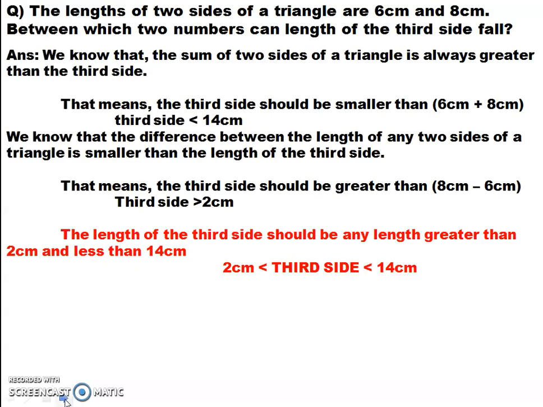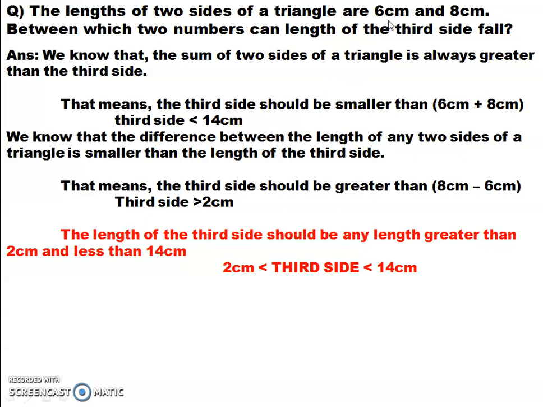Next type of question. This type of question is very important based on your examination. The length of two sides of a triangle are 6 cm and 8 cm. Between which two numbers can length of the third side fall?